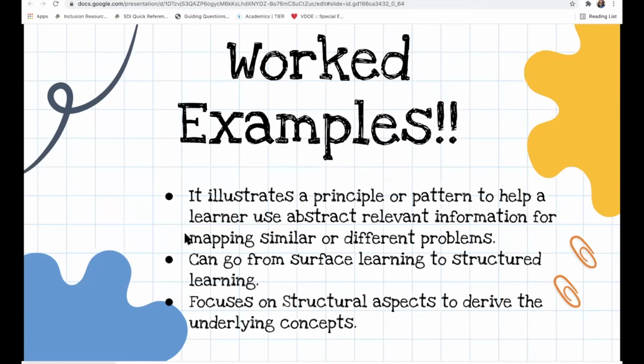So mapping, it gives them a chance to map through similar and different problems. Again, it's a study technique too. And can they go from surface learning to structured learning easily? That's what worked examples provides for us. And we focus on the structural aspect. That is the underlying concept, not just an answer. Many times the answer is provided in a worked example. We're looking for, how do we get there?